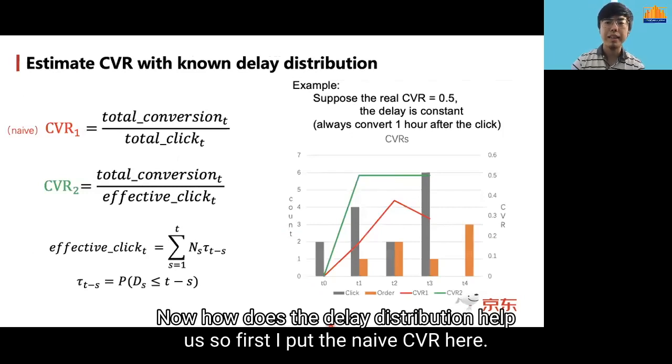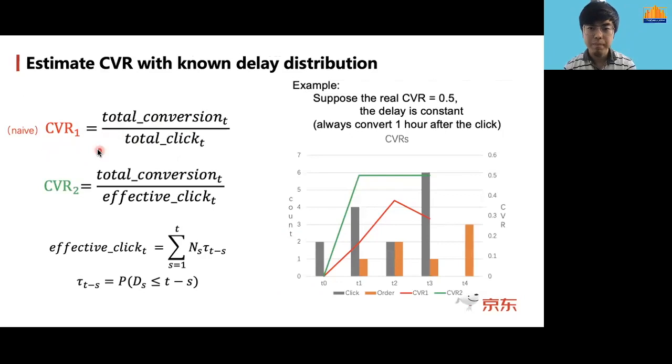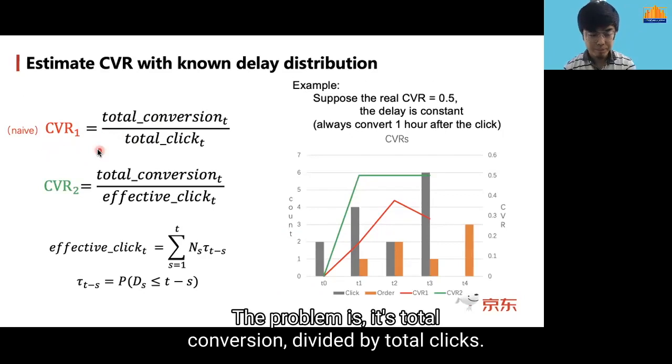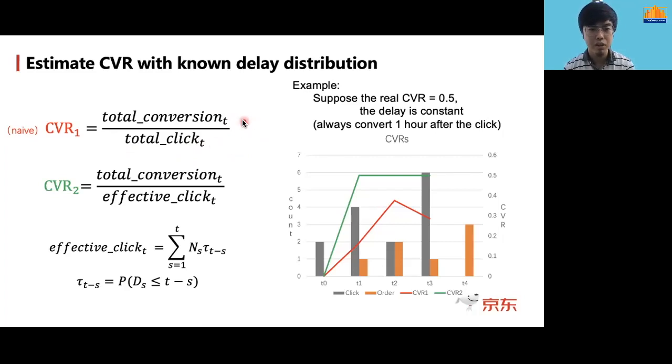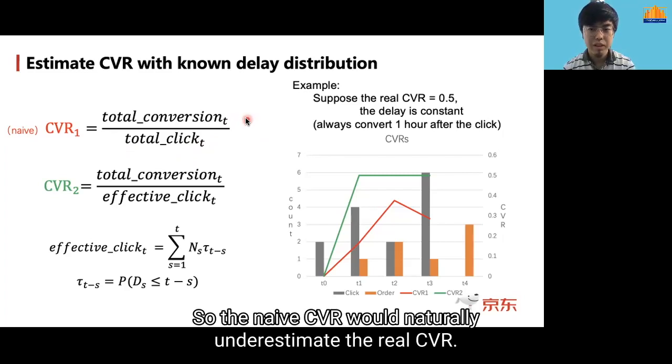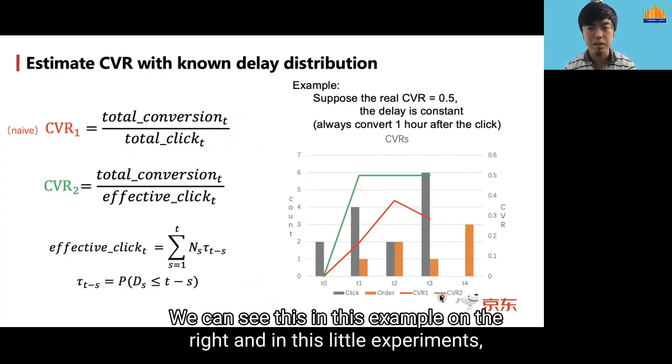Now, how does the delay distribution help us? First, I put the naive CVR here. This is a formula people use in industry. It's total conversions divided by total clicks. The problem with this is that anytime you compute CVR, not all the conversions are observed yet. So the naive CVR will naturally underestimate the real CVR. We can see this in the example on the right.